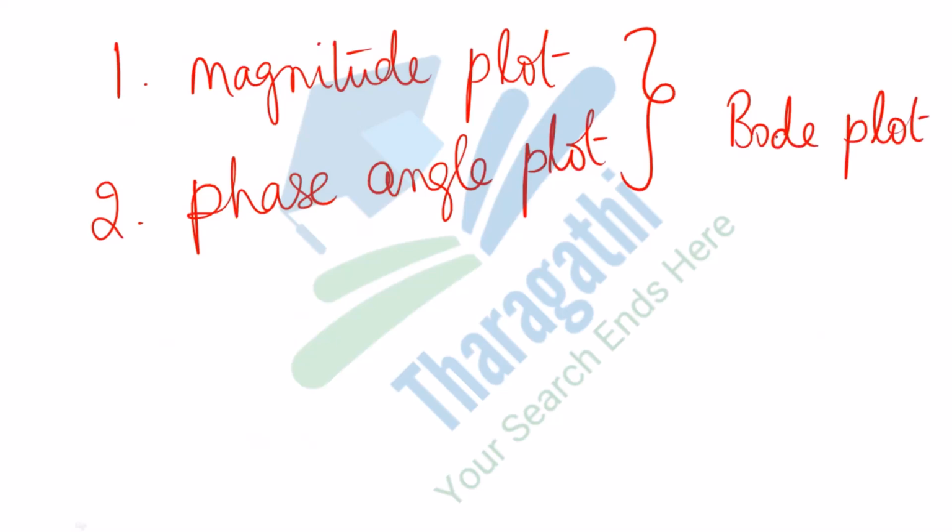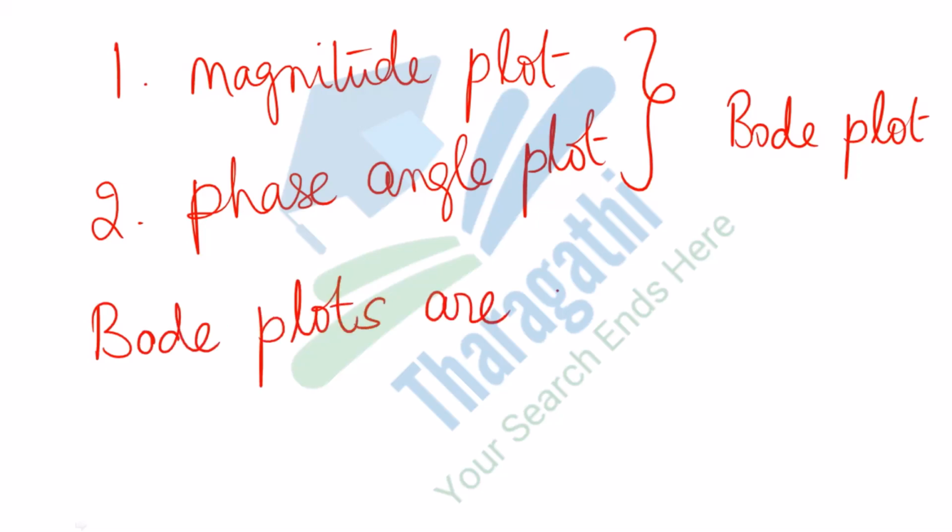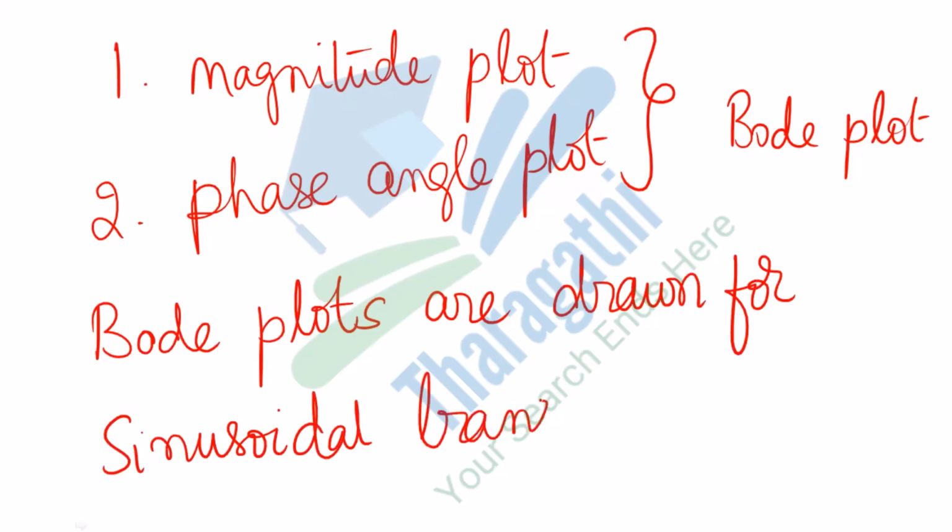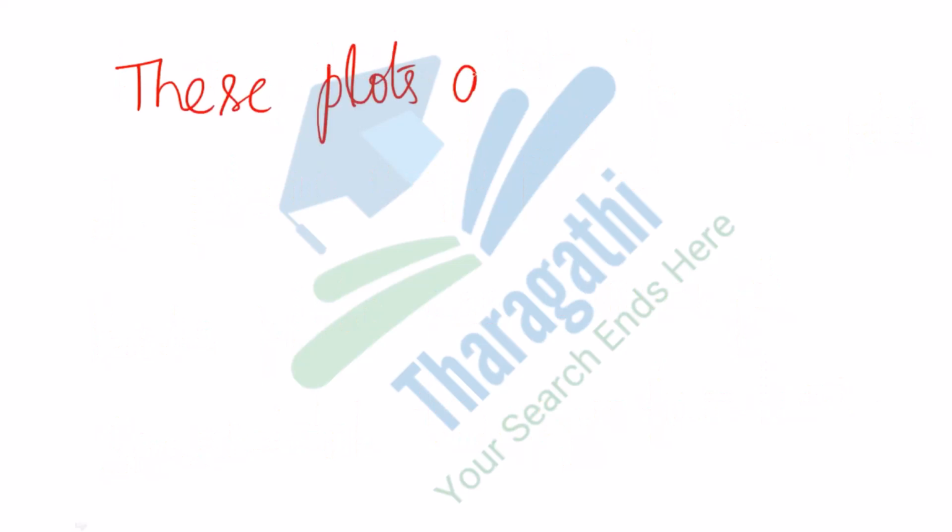Bode plots are of two types: magnitude plot and phase angle plot. Combined, the magnitude plot and phase angle plot are known simply as the Bode plot. For any system, either the magnitude plot or the phase angle plot is to be plotted. By combining the magnitude plot and phase angle plot, we call those plots the Bode plot.